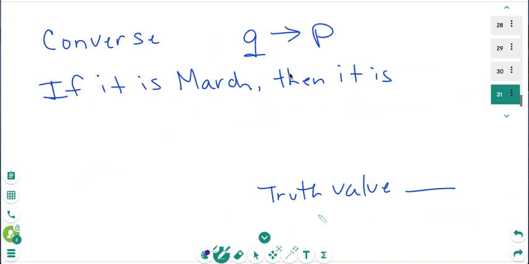Converse. The converse is if Q, then P. So we're switching the order. So let's take a look at that. If it is March, then it is St. Patrick's Day.